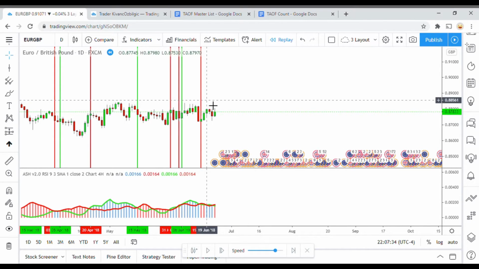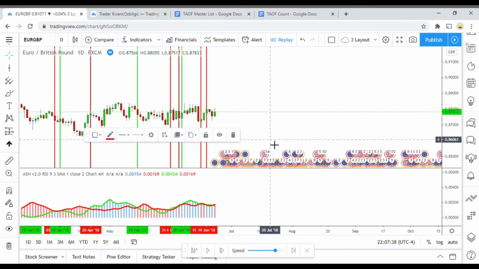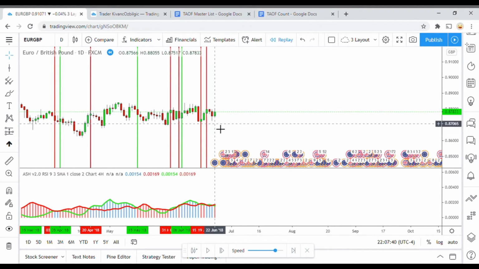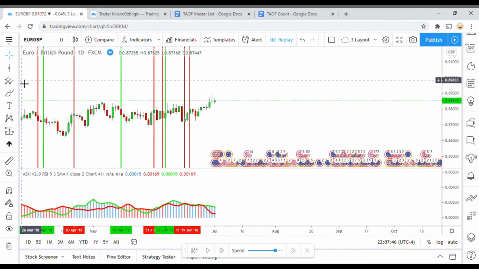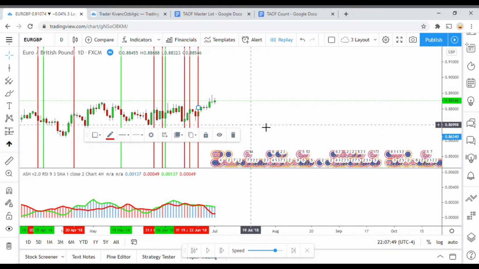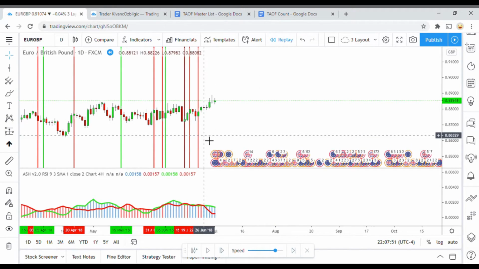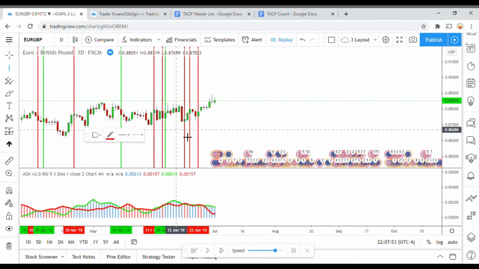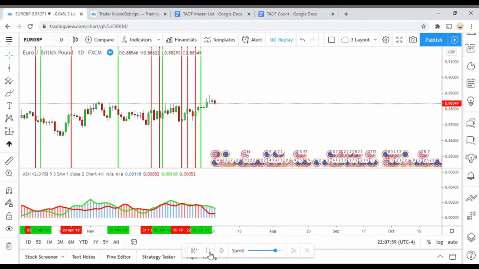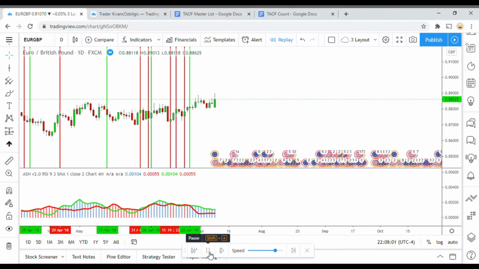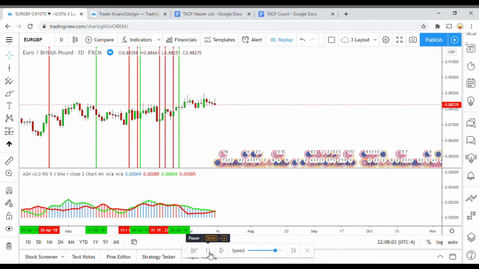That one came down, gave us a short, turned around and shot back up out of there, giving us a long before then coming down and giving us a signal to go short, which also did not work before giving us a signal to then go long, which finally got us into another winning trade.